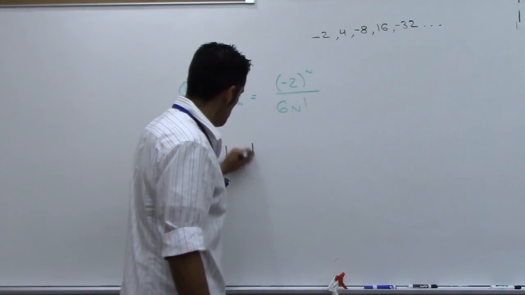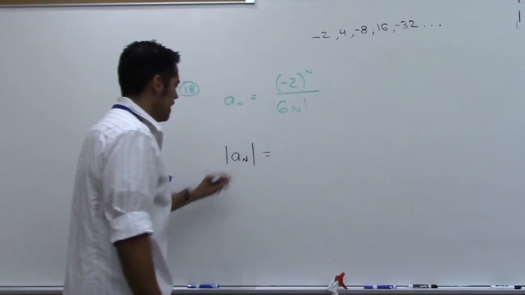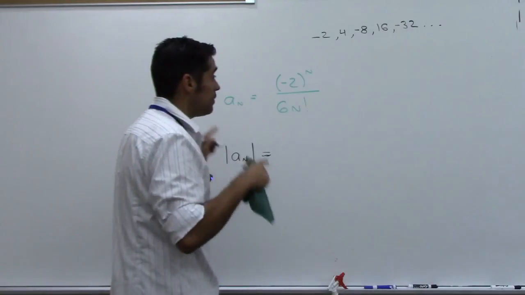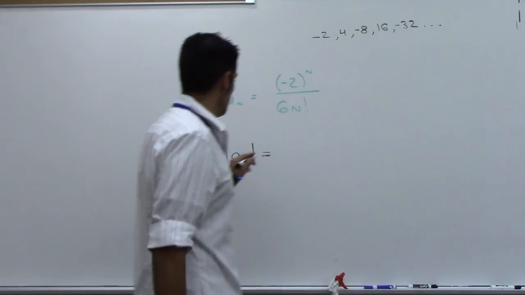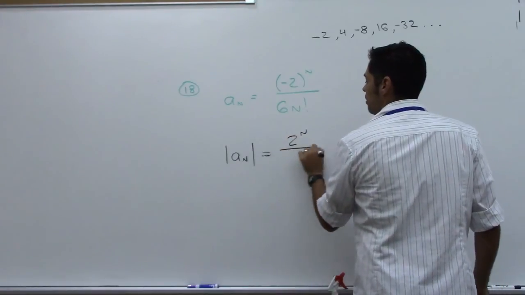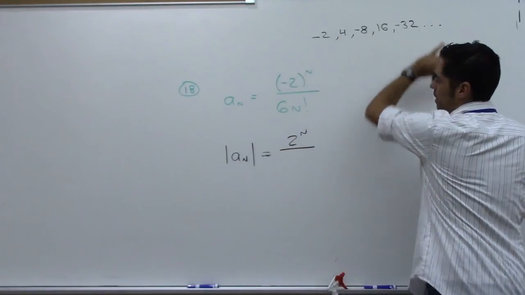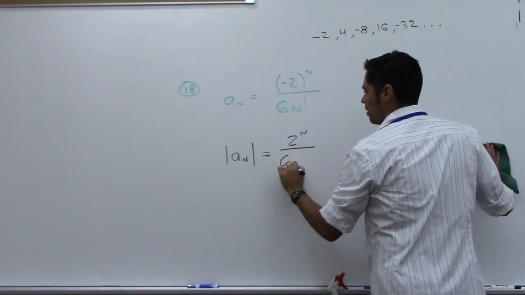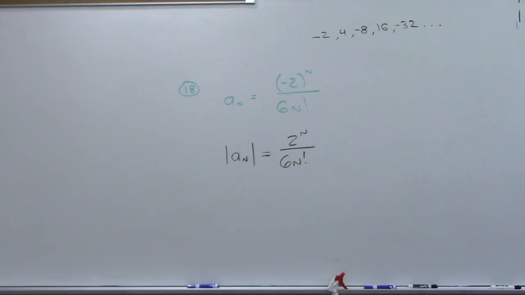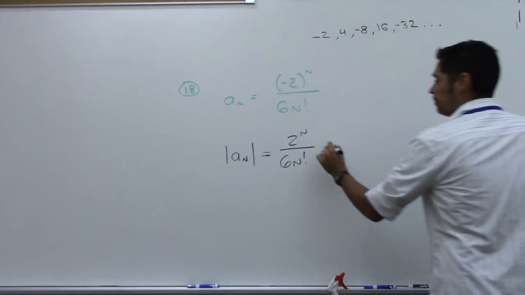That absolute value problem. If I take the absolute value of this, I need it to go to 0 for this theorem to work. So the absolute value of the top is just going to be 2 to the n. It's going to wipe out the alternating part, and then I'll have on the bottom 6n factorial.